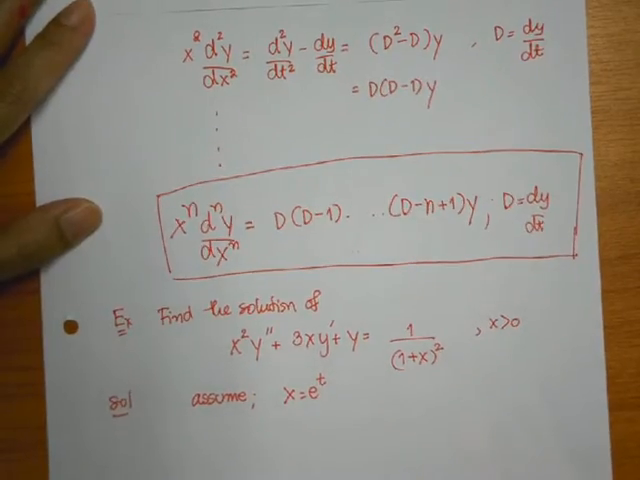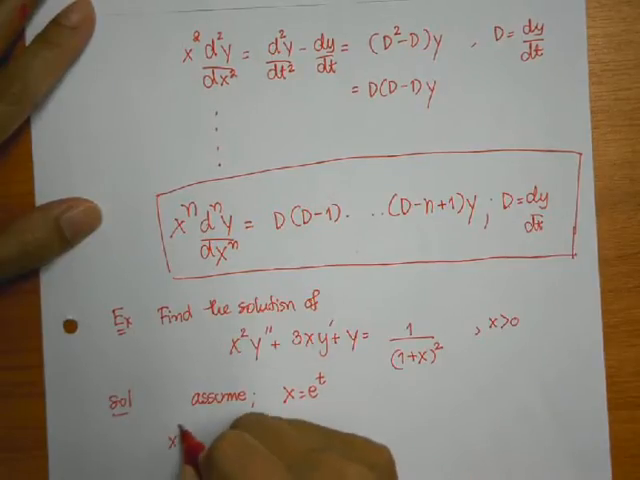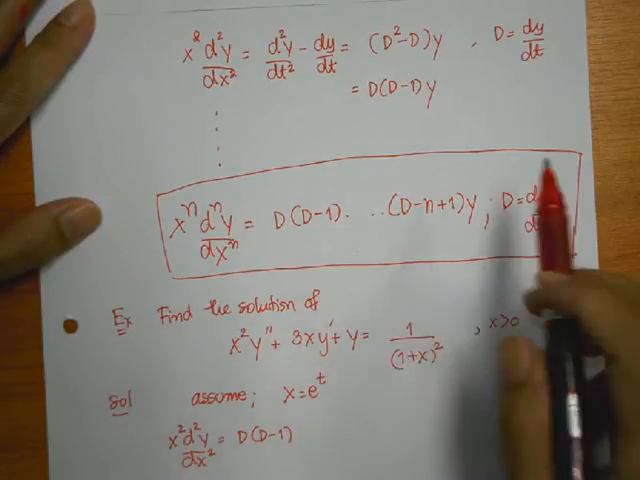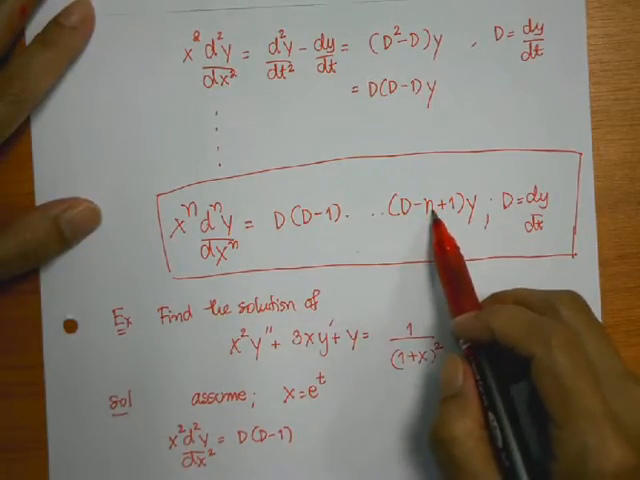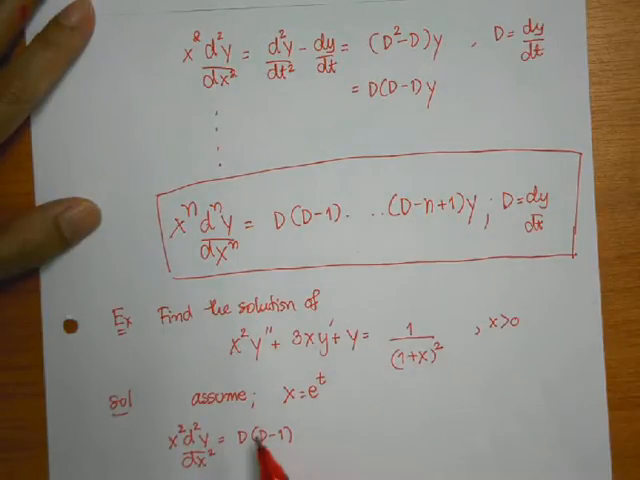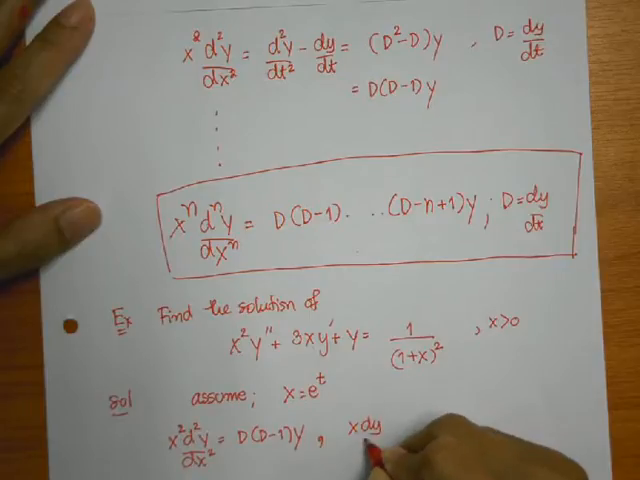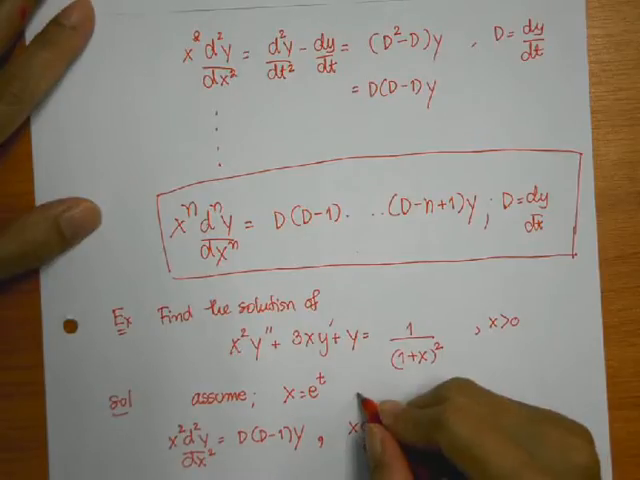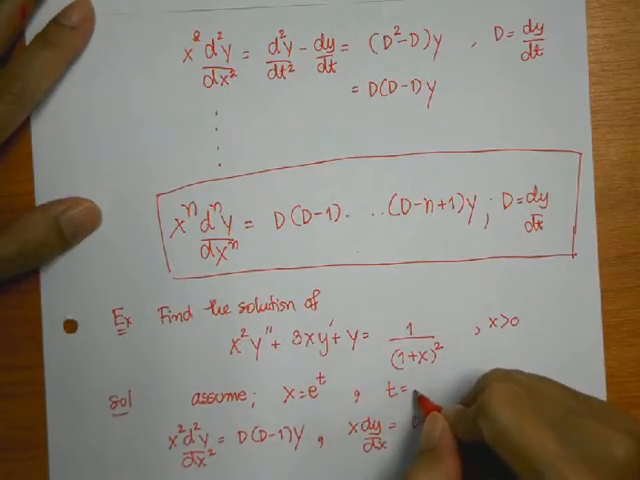And by this assumption, you would get that x squared times the second derivative equals D times D minus 1 times until the term of D minus n plus 1. Now our n is equal to 2. Minus 2 plus 1 is equal to minus 1. So that is it. And from this definition we would get t is equal to ln x.